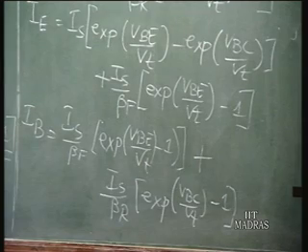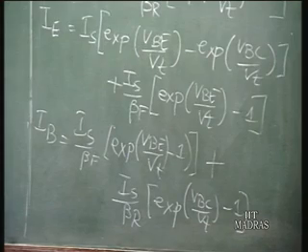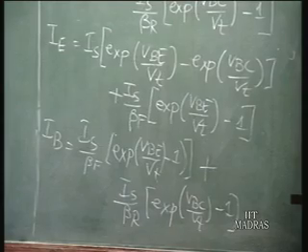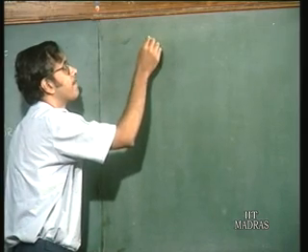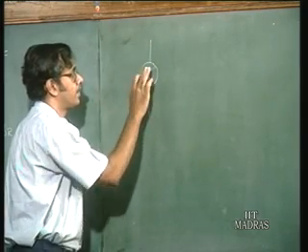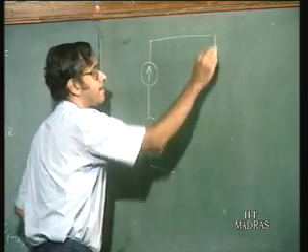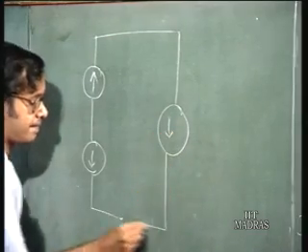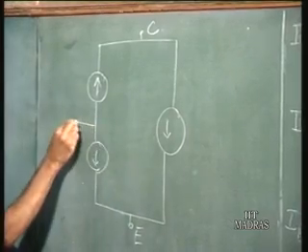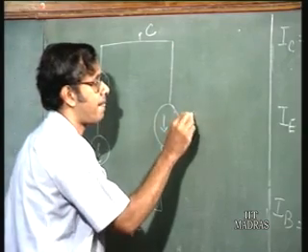So, you can write them in terms of this: this is the collector terminal, this is the emitter terminal, this is the base terminal.